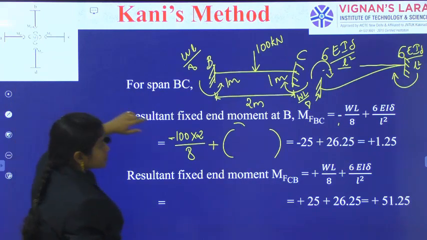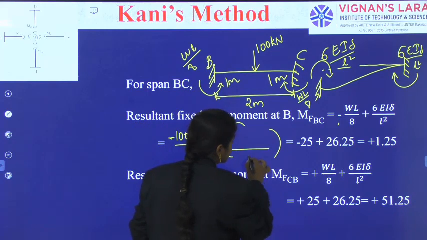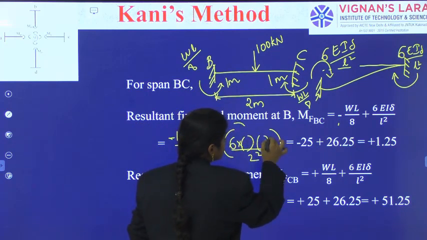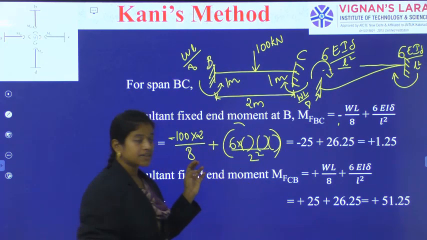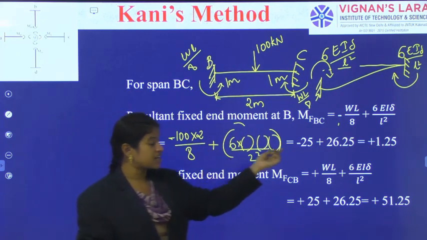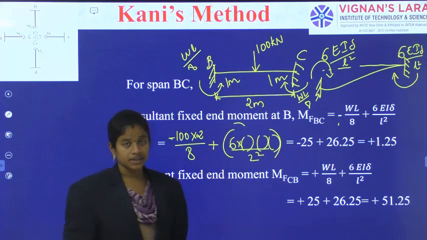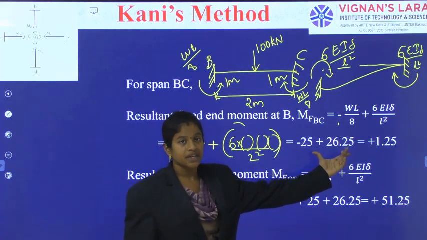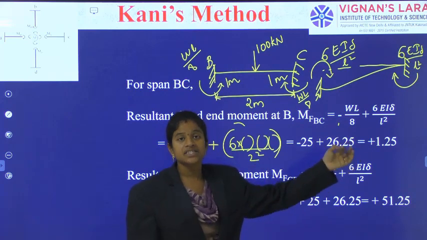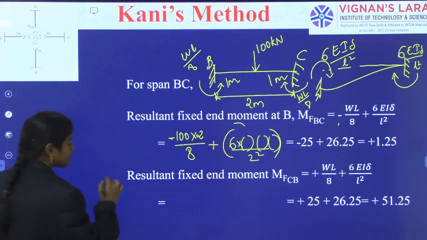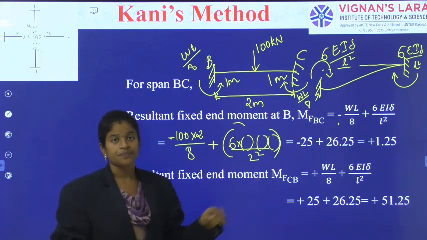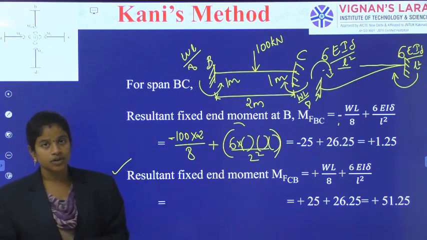Okay, so the corresponding outputs we should have to substitute as 2 square, 6, Young's modulus, moment of inertia and delta. So, after the substitution, the first part I have got as minus 25 and the second part, the displacement contribution we have got it as 26.25. Summation of these two has got plus 1.25. And the next thing, the resultant fixed moment at C towards B. The resultant fixed moment at C towards B.